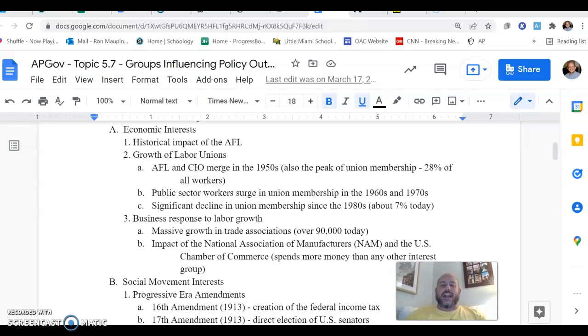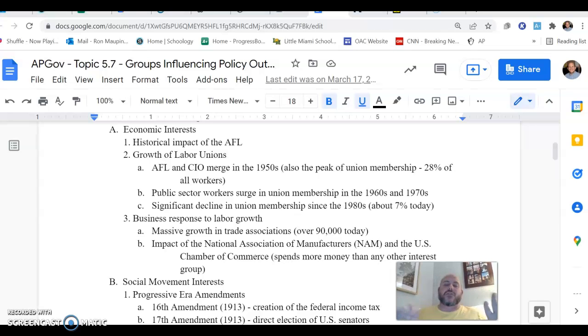Now, the granddaddy of them all is the U.S. Chamber of Commerce. As you can see, the U.S. Chamber of Commerce spends more money on lobbying and donations to candidates than any other interest group that exists. So if you're thinking that money equals power and influence, then there's no interest group that has more power and influence than the U.S. Chamber of Commerce. And what's interesting about that is that the U.S.